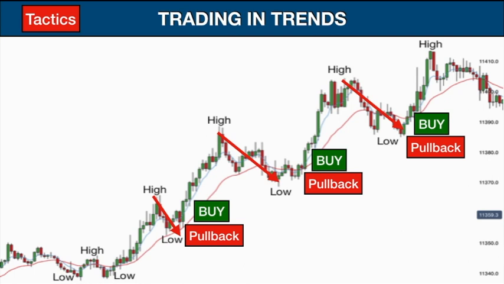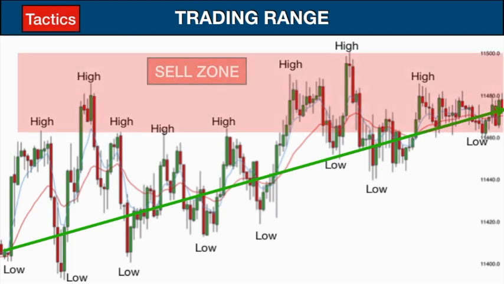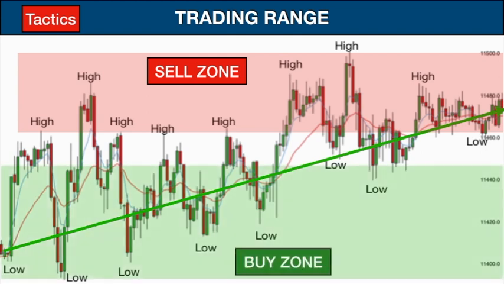In trading ranges, traders will identify the likely top and bottom of the trading range and look to sell in the top third of the range, taking profits in the bottom third. And they'll also buy in the bottom third of the range, taking profits in the top third. When a market's in a trading range, traders will assume that the range will continue.